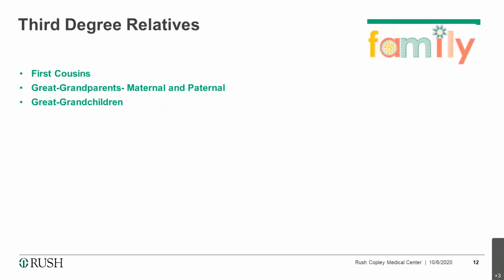And then third-degree relatives. This is where you would make notation of our first cousins. So make a list of our first cousins and who exactly falls under that. Our great-grandparents, both maternal and paternal, and then our great-grandchildren we would also identify within this area. So these are the 3 groups of relatives that we would be using to form our family tree or genealogy tree and be able to communicate this information to our team, or just keep it for ourselves for our own medical history.